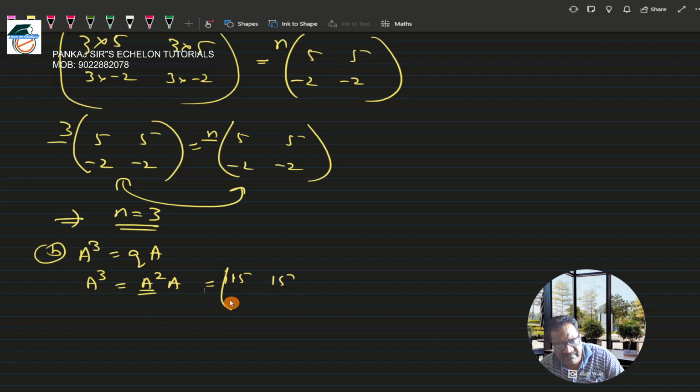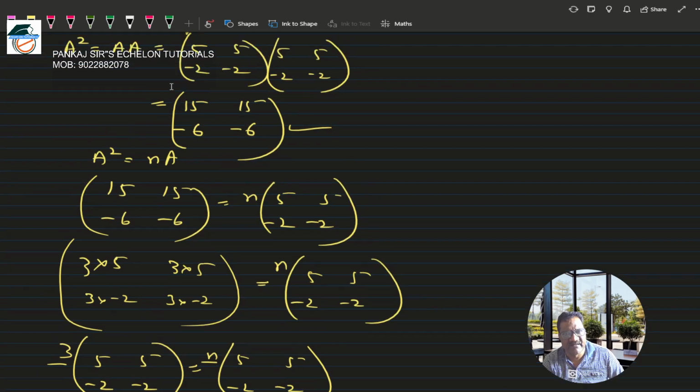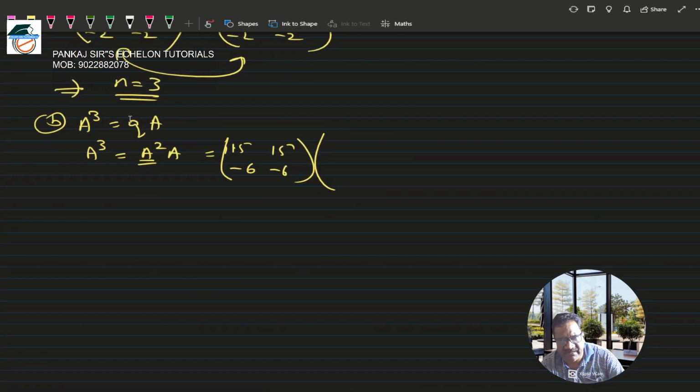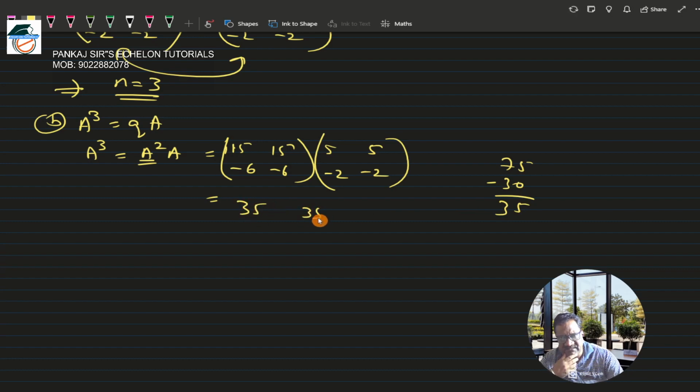So this A square is [15, 15; minus 6, minus 6]. This you have to multiply by one more A. And A is [5, 5; minus 2, minus 2], right? Let us go. 15 5s are 75 minus 15 2s are 30. So 75 minus 30 has to be how much? 6 minus this 3, so 35. Here also you will get a 35.